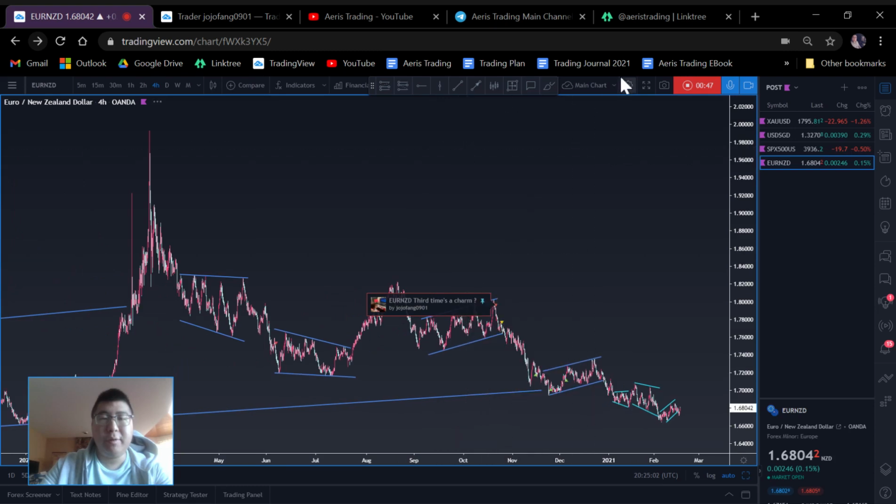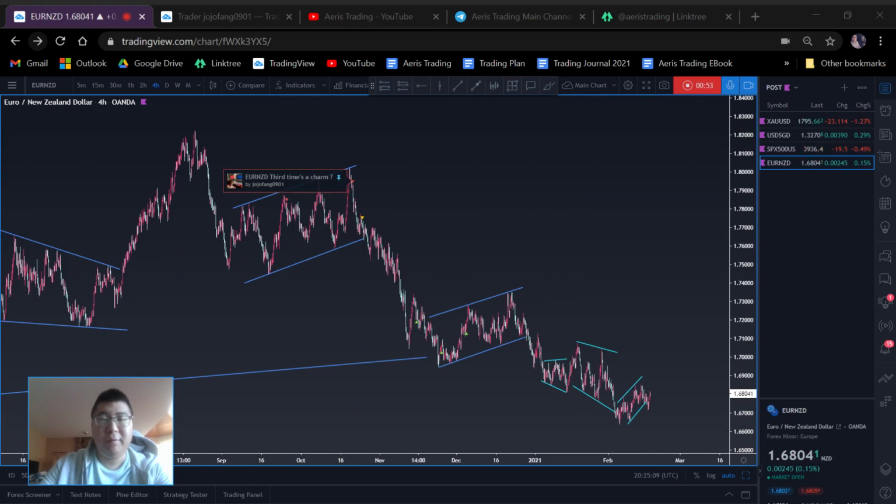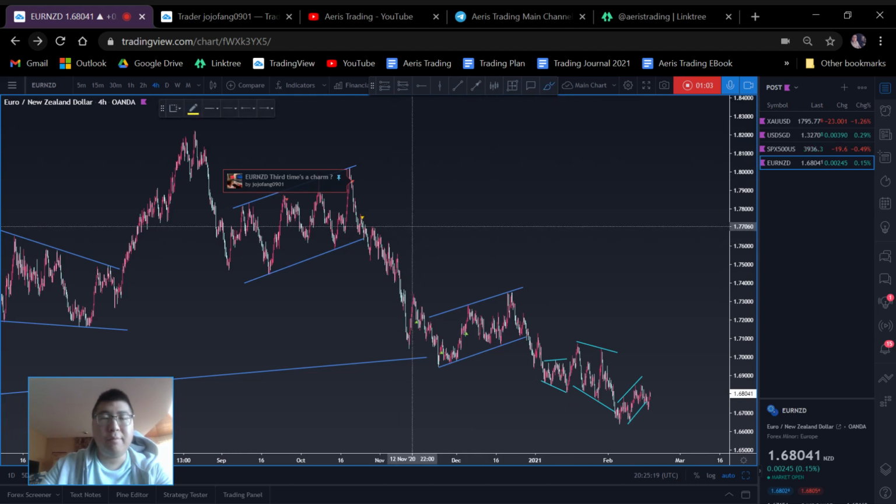So let's take a look at a few examples of how I would set a take profit based on price action style trading, and how to set them effectively so that you obtain good enough profit for your risk reward. You understand that some traders may take profit earlier, some may take profit later.